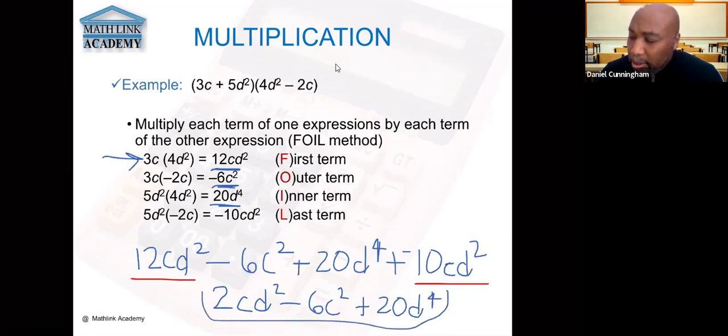And then I circle it. That's my final answer for this particular problem, because there are no more like terms when we're adding or subtracting. All terms are different, so we end up with one expression with three terms. The coefficients are 2, -6, and 20.